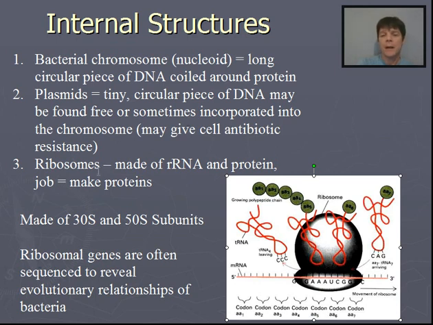Also on the inside of bacteria cells we find ribosomes. These are made of rRNA, this is ribosomal RNA, and protein. Their job is to build proteins that the cell needs in order to function. The ribosomes are made of 30S and 50S subunits. S is for Svedberg units. The ribosomal genes are often sequenced to reveal evolutionary relationships of bacteria, and actually they're also used to classify different species of bacteria when they find differences in those ribosome gene sequences.